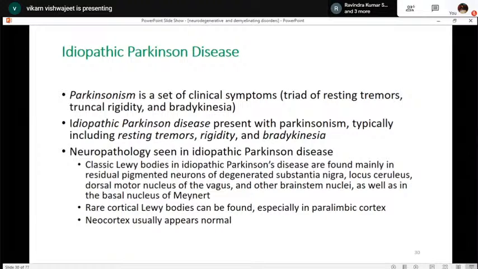Idiopathic Parkinson's disease usually presents with Parkinsonism, and the neuropathology seen in this disorder is classical Lewy bodies, which are mainly located in residual pigmented neurons of the substantia nigra, locus ceruleus, dorsal motor nucleus of vagus, other brainstem nuclei, as well as in the basal nucleus of Meynert. Very rarely, cortical Lewy bodies can be found in cortical areas. The neocortex usually appears normal in these cases.